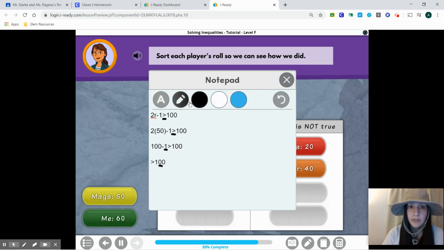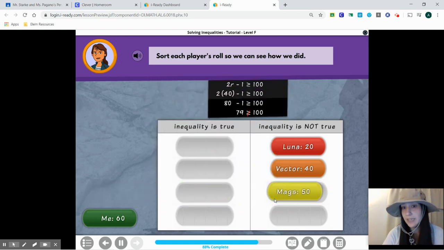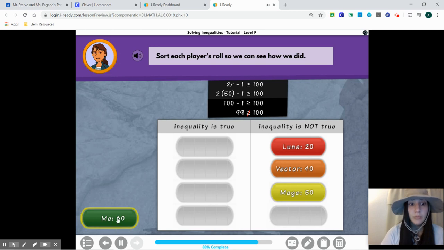So now my little, I don't have an eraser. Okay, well, pretend our line is over here. This is our line. That's a terrible line. Just pretend. So now we have 100 minus 1. 100 minus 1 is 99. 99 is not greater than or equal to 100. So Mags also does not make this true. There's our work.